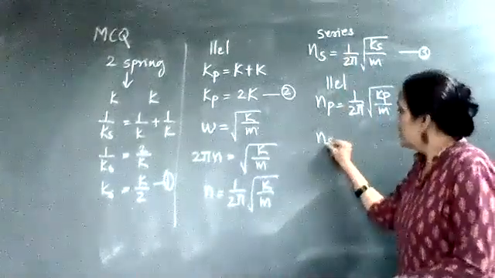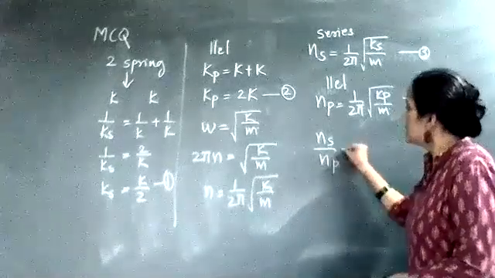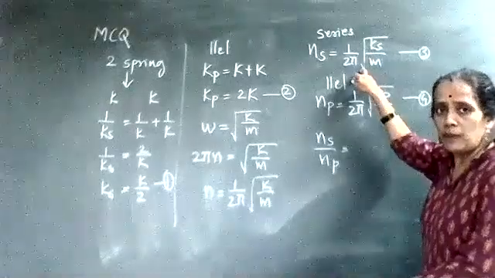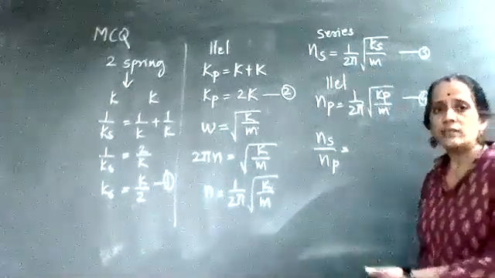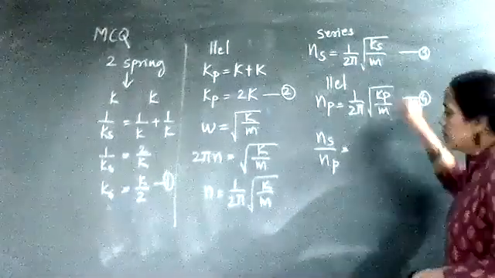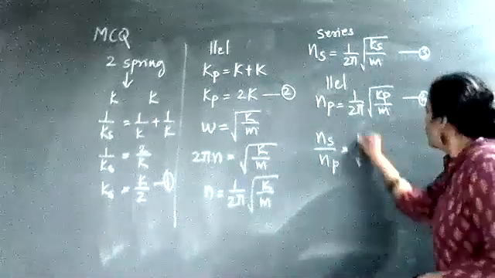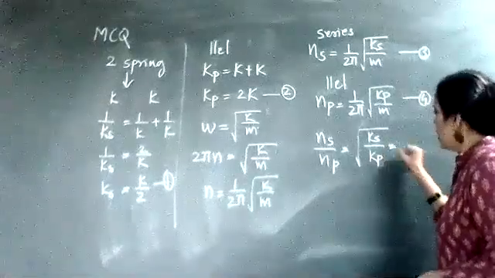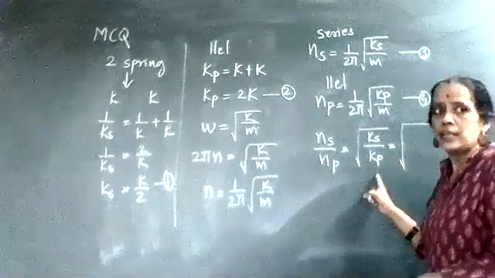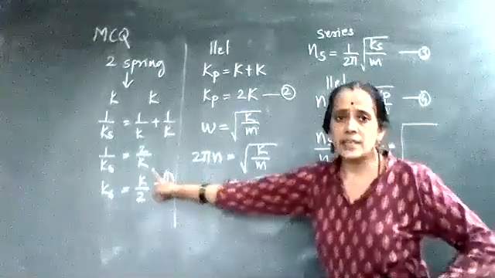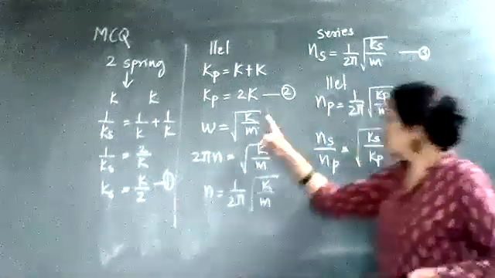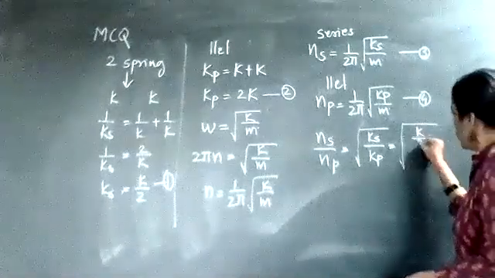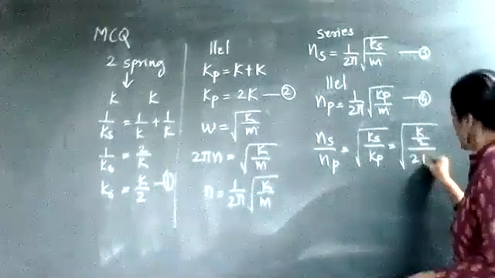So I will get ns upon np is equal to, just see, if I divide these two equations, 1 upon 2 pi from the third and 1 upon 2 pi from the fourth equation will get cancelled. Mass factor also gets cancelled. So what is remaining here? Ks upon kp. And we have to find out this Ks and kp. What is Ks? Ks is k by 2. What is kp? Kp is 2k. So I can put it here as k by 2 divided by 2k.